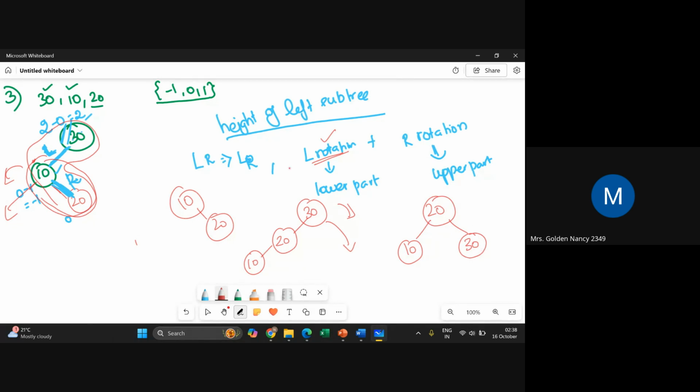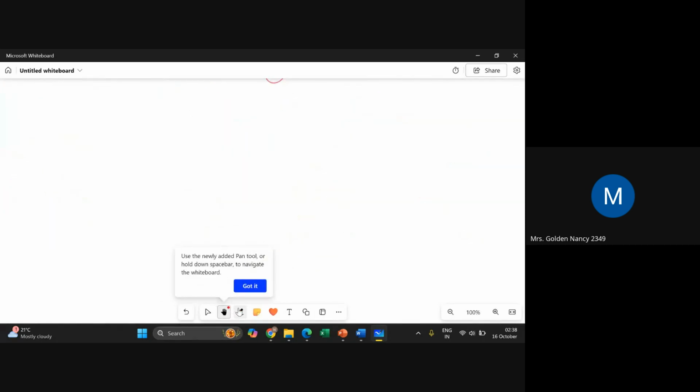LR rotation. That is, if your problem occurred in the right of the left subtree, then you have to do left rotation in the lower part and right rotation in the upper part. Please remember, you will be doing rotation oppositely. I'm telling you, L rotation in the lower part, R rotation in the upper part. I hope you are understanding the class. Still it is a bit confusing, but please understand this thing properly.